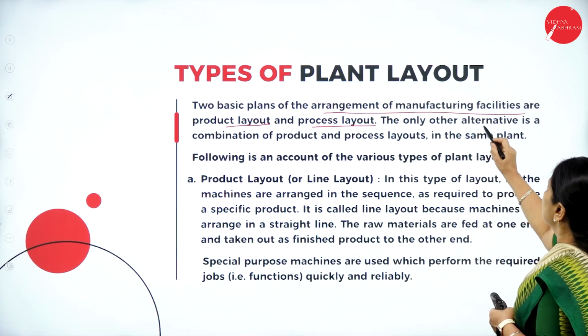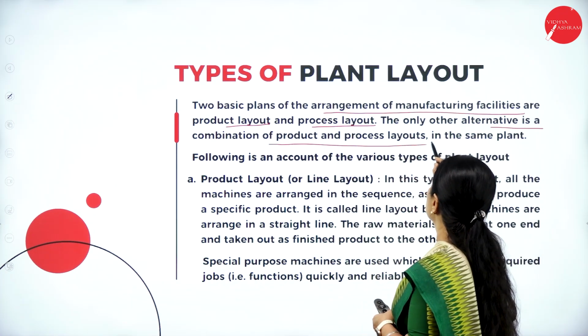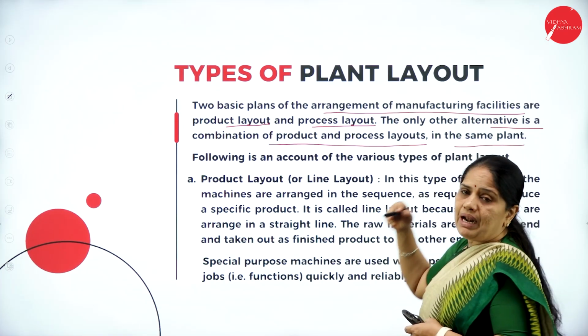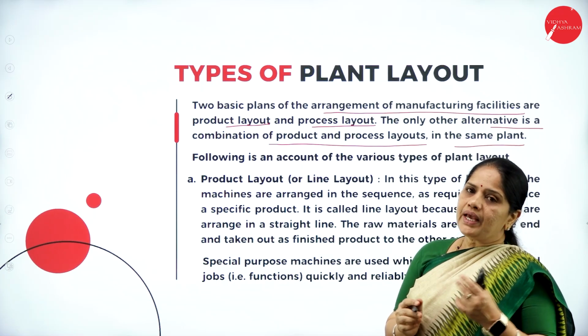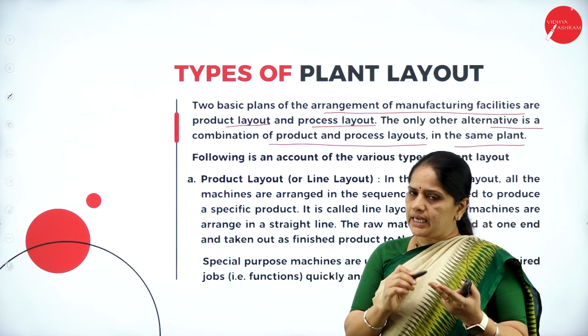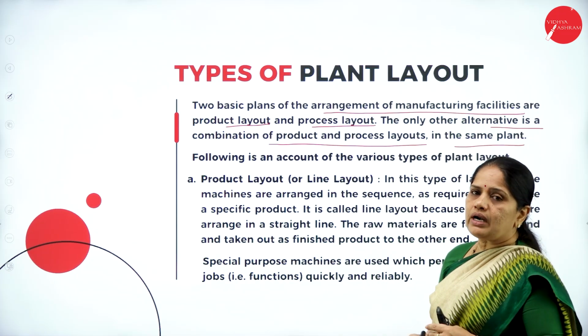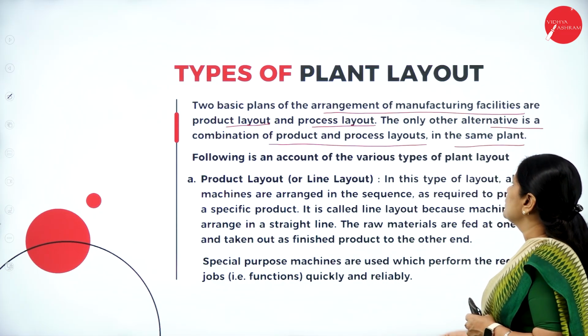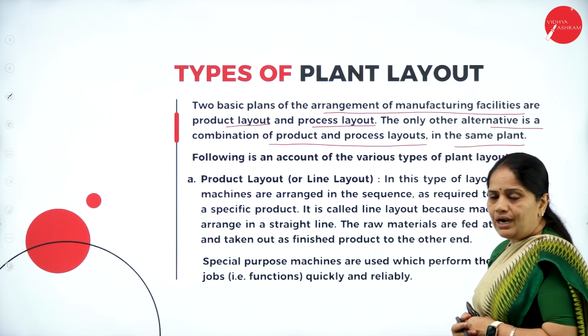The only other alternative is a combination of product and process layouts in the same plant. So there are basically three plans here. One is the product layout, the second one is the process layout, and the third one is a combination of the product and the process layout. So let us have a look at what we mean by the product layout.